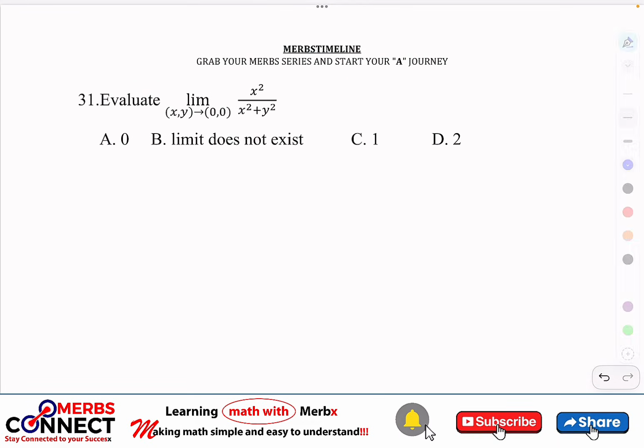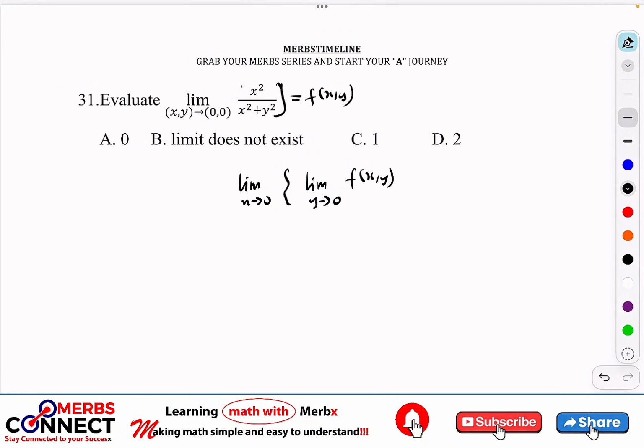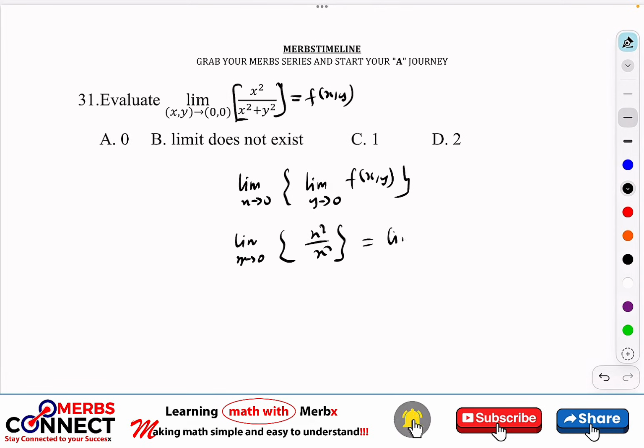31. We are almost getting there very soon. So for 31, I'm going to use the iterated limit again. I'm going to take the limit as y is approaching 0 first, and then the limit as x is approaching 0 of f of (x, y), just only the one in the parentheses. So when I plug in y equal to 0, I'm going to have x squared divided by x squared. This is the limit as x approaches 0 of 1, and this is 1.